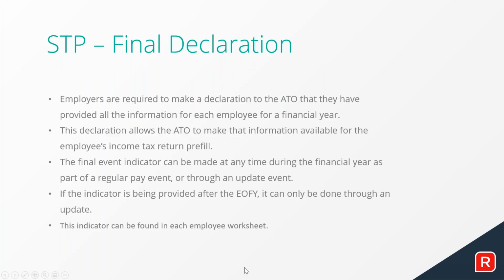And the next item is for the STP final declarations. So basically what is happening here is employers are required to make a declaration to the ATO that they provided all of the information for an employee for a financial year. So this is on a per employee basis. The declaration allows the ATO to make final the information available to the employee's income and to the pre-fills for the tax agents. So once that's been finalised, it can then be made available for the employees to be able to do the pre-fill information to the tax agents.